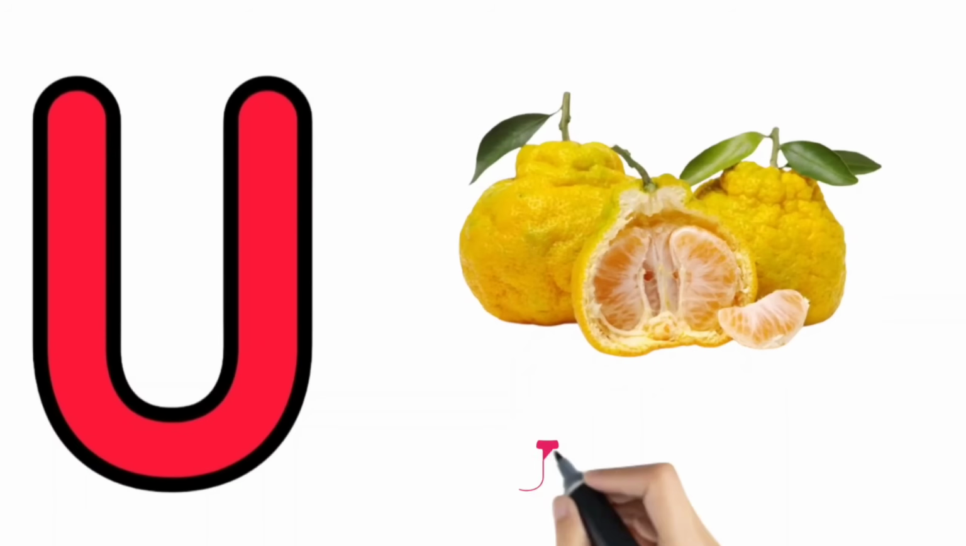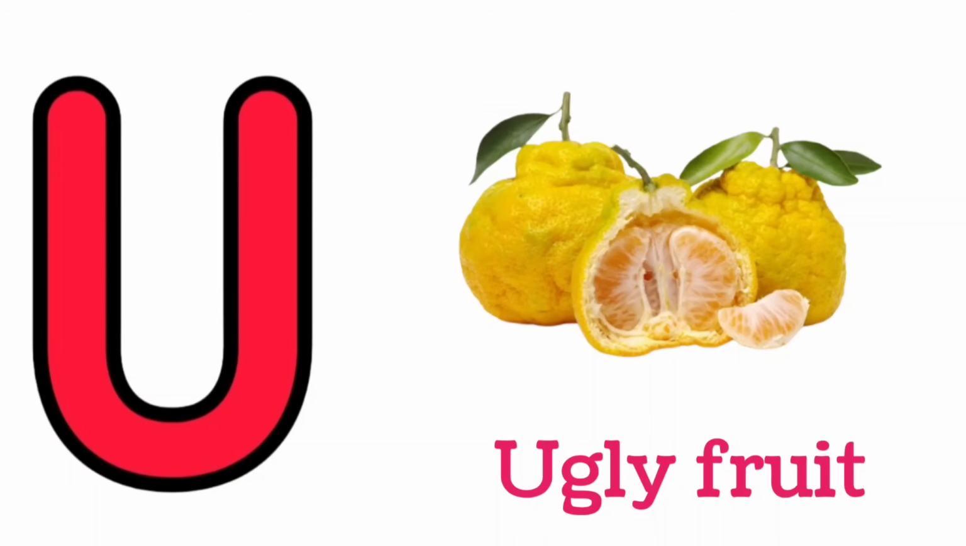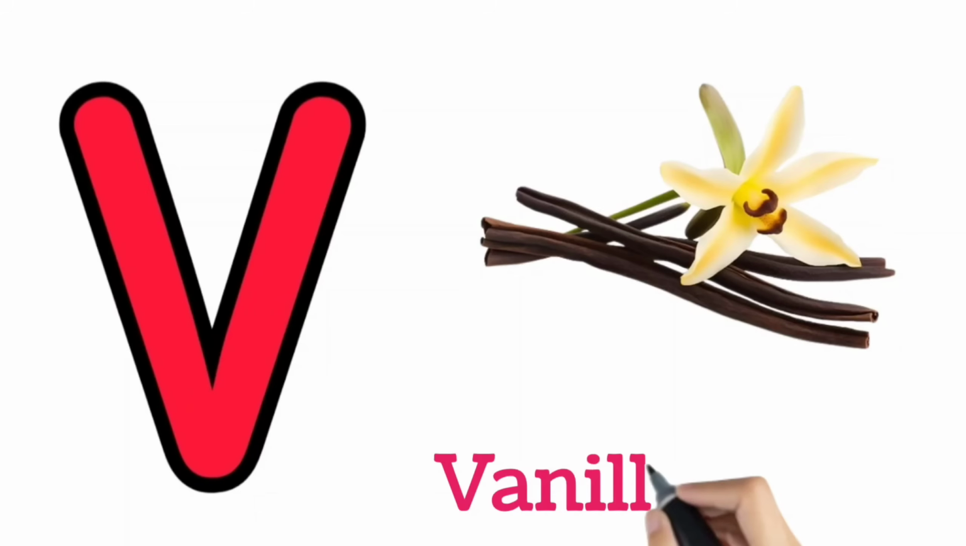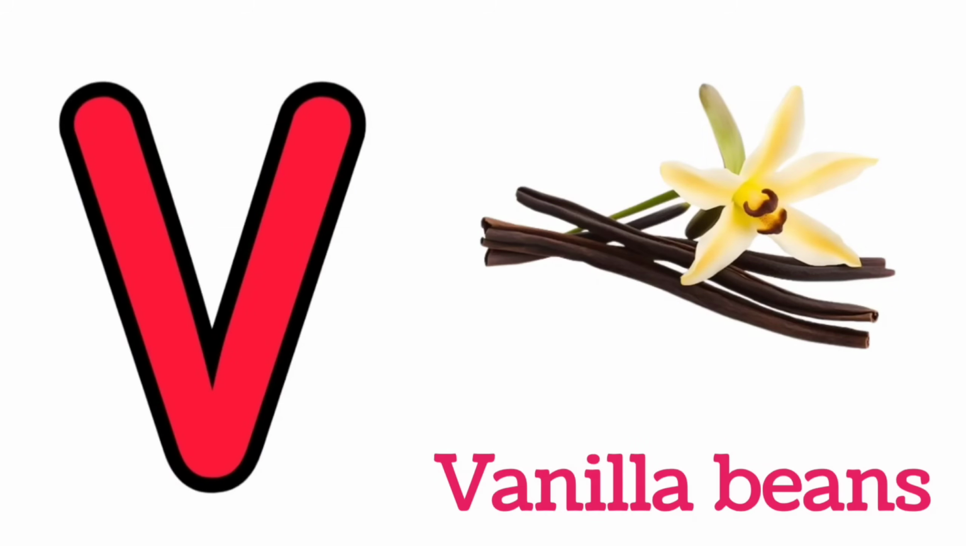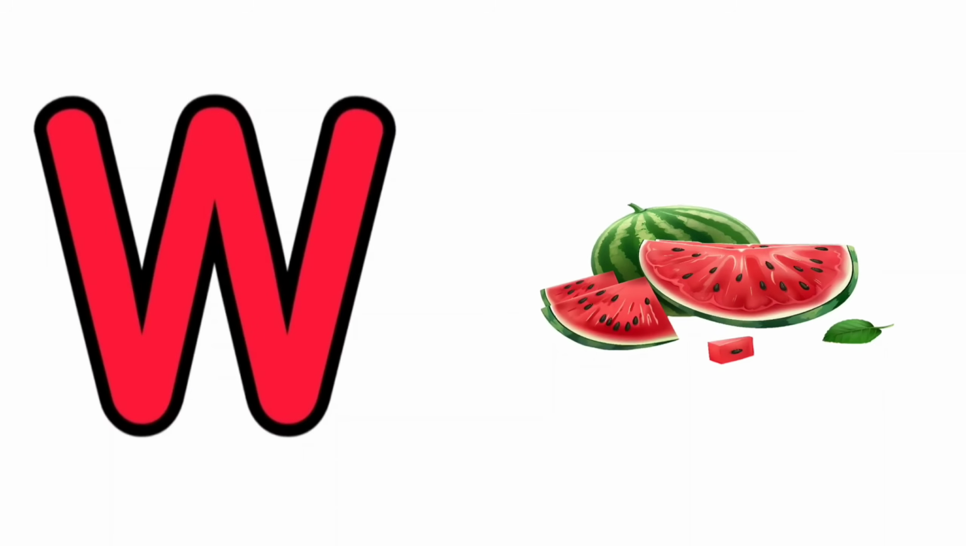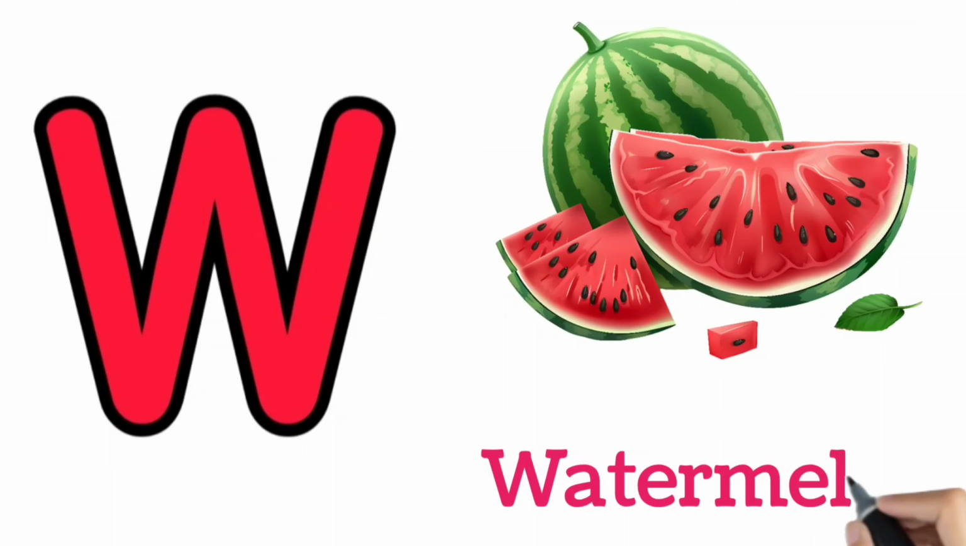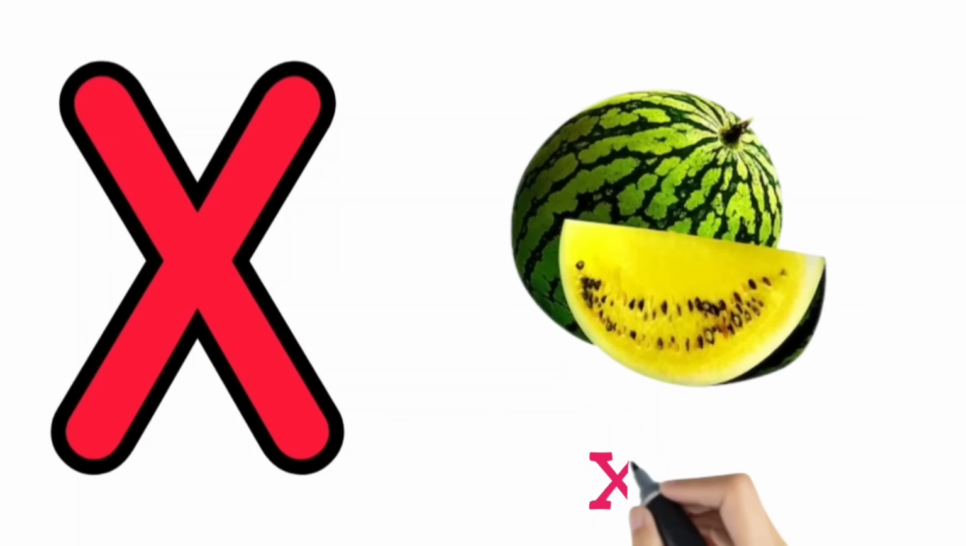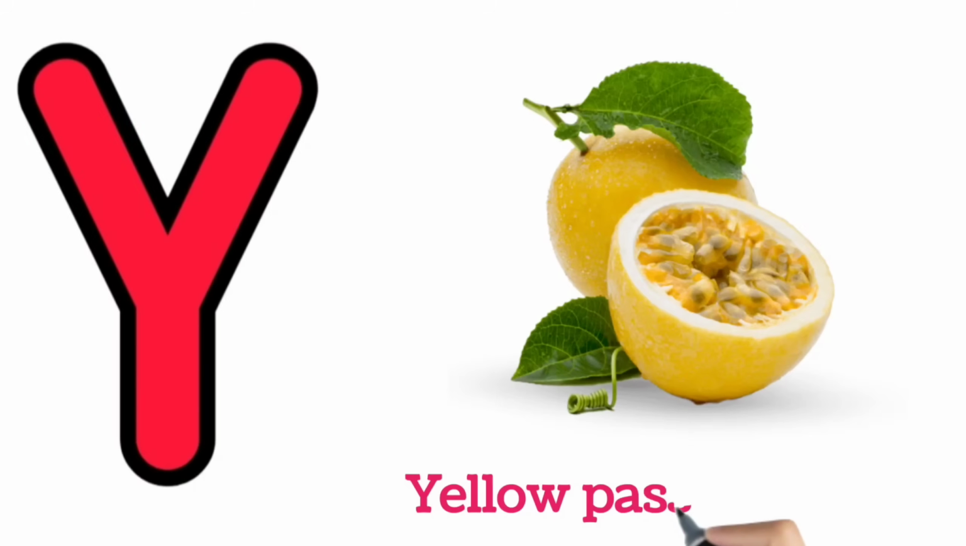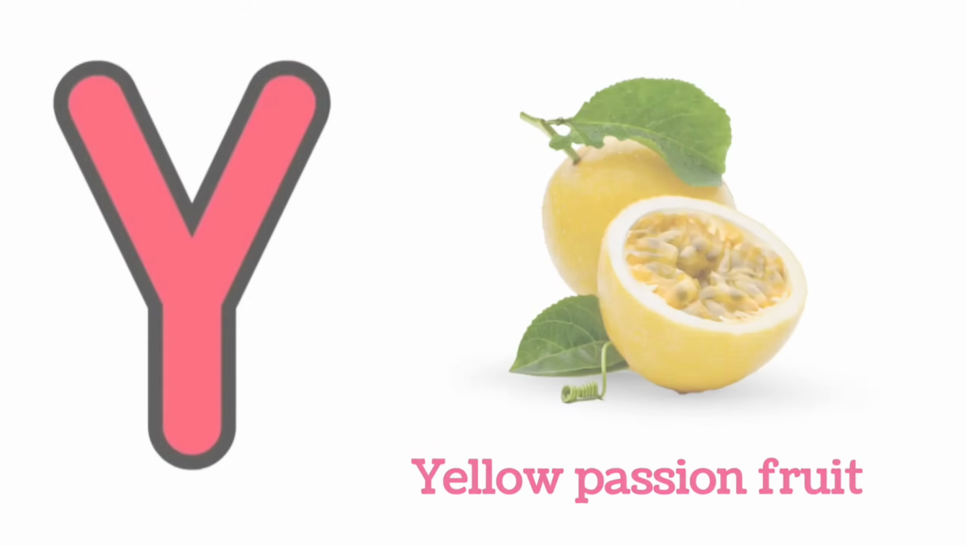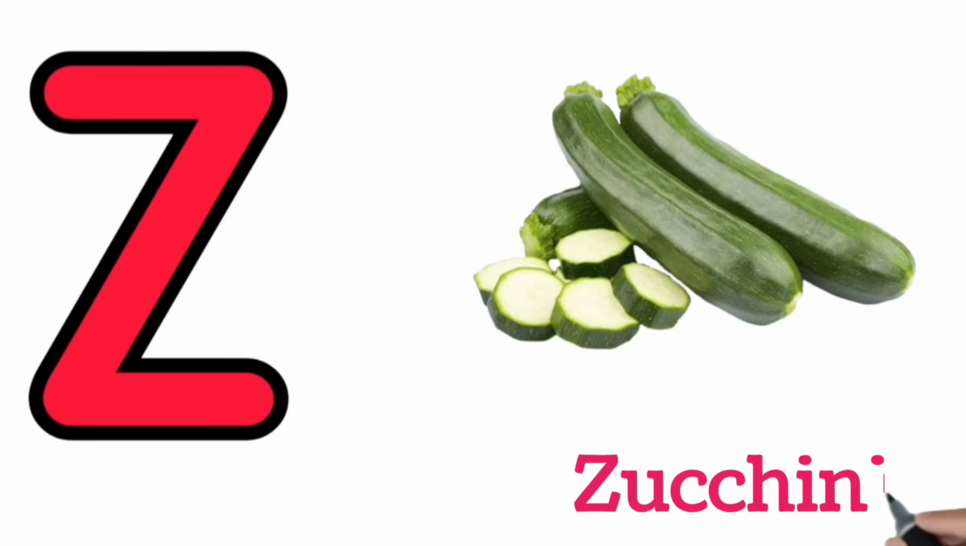U for ugly fruit. V for vanilla beans. W for watermelon. X for zigua. Y for yellow passion fruit. Z for zucchini.